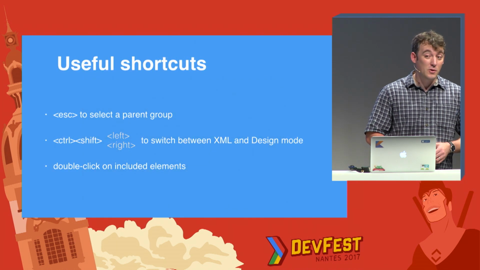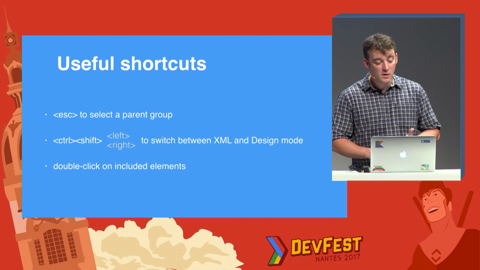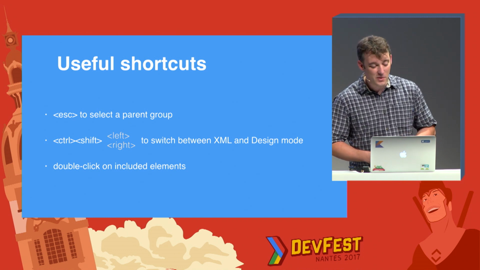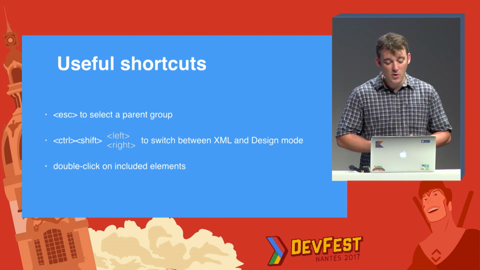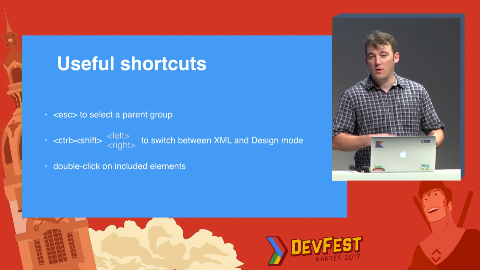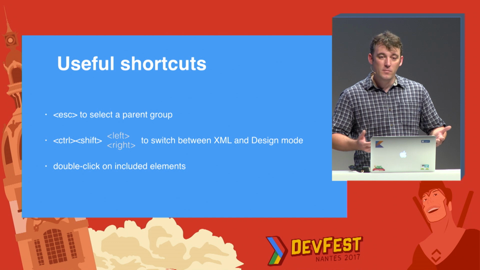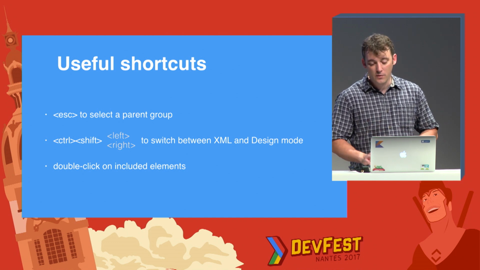A couple of useful shortcuts you may not know that are pretty convenient when editing layouts. Specifically, ESC to select your parent is always nice. You can easily switch between XML and design mode. And if you have an included element in your layout, which is pretty common when you have complex layouts, just double-click in the component tree. You can go back and forth to whatever you included.